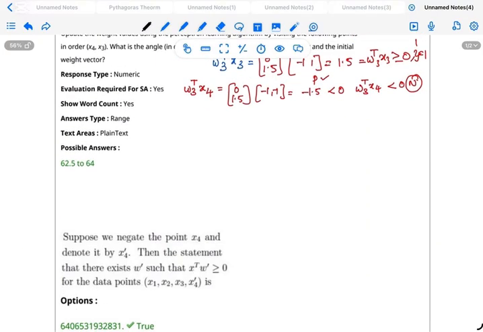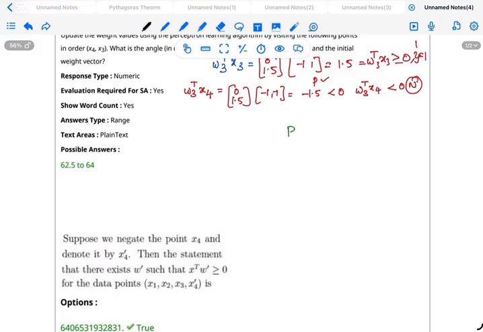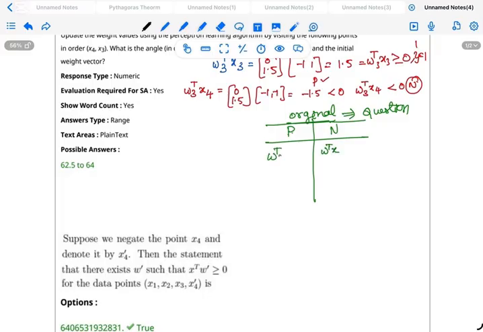See, how to find it: first check whether the original data point is positive or negative, as given in the question. You have to remember this table, it is very important. In the question, x1, x2, x3 are positively classified, x4 is negatively classified. Then find W transpose X for each data point: W transpose x1, x2, x3, x4, like that.